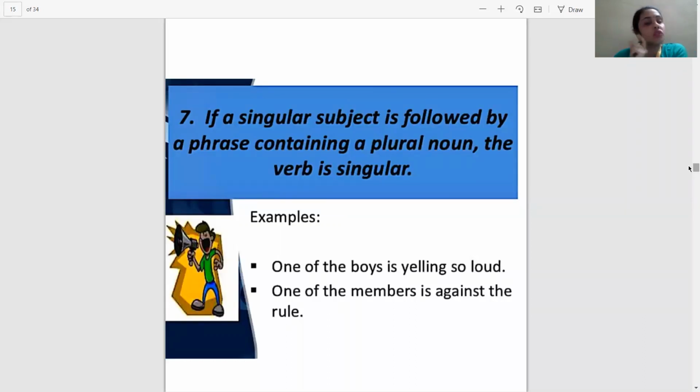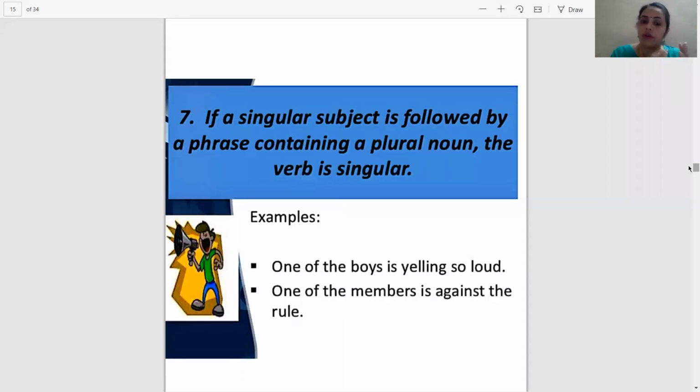One of the schools. Among so many schools, one school. Among so many boys, one boy. Among so many students, one student. That is why the verb which we use will always be singular. Clear? One of the members, out of so many members in the committee or in a group, is against the rule. That member is not following.